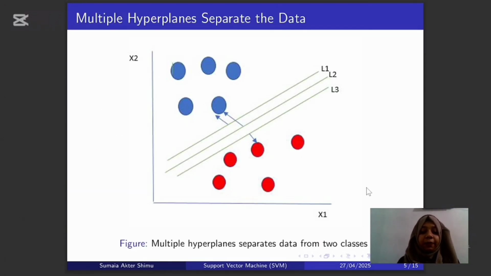This figure shows multiple hyperplanes separating data from two different classes. Here we can see that there are two groups of data. First one is the blue one and the second one is the red one. And there are three hyperplanes. So which one to choose? The key idea behind SVM is to find the best hyperplane that maximizes the margin. The margin is the difference between the hyperplane and the closest data points. So in case of this figure, we'll choose L2 as the hyperplane because this maximizes the margin between the hyperplane and the data points.